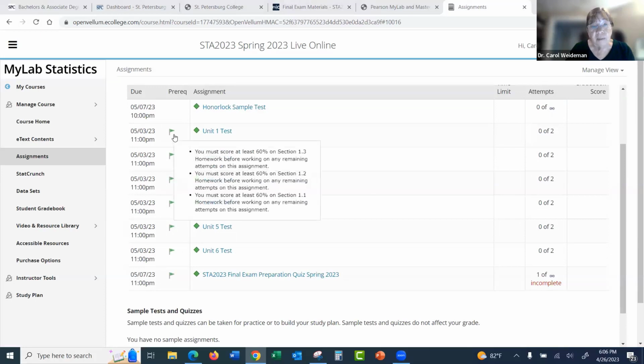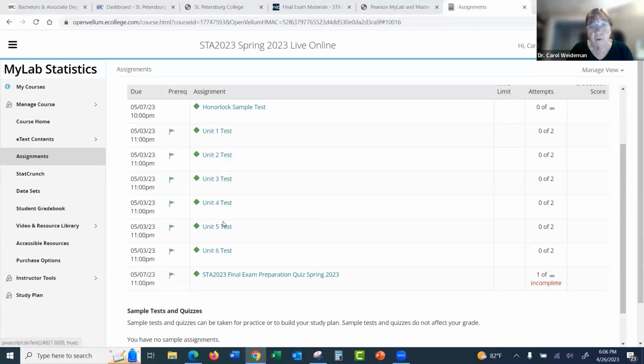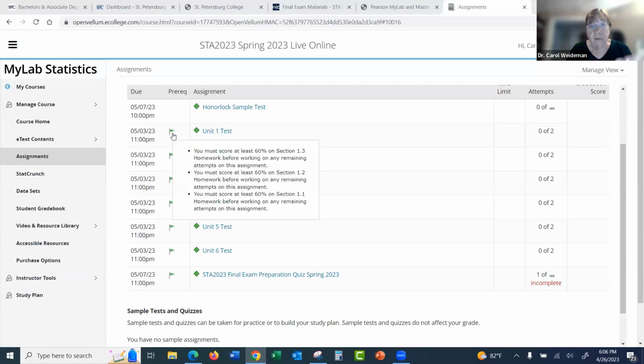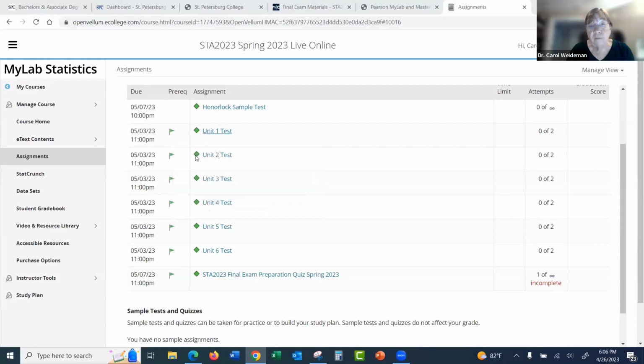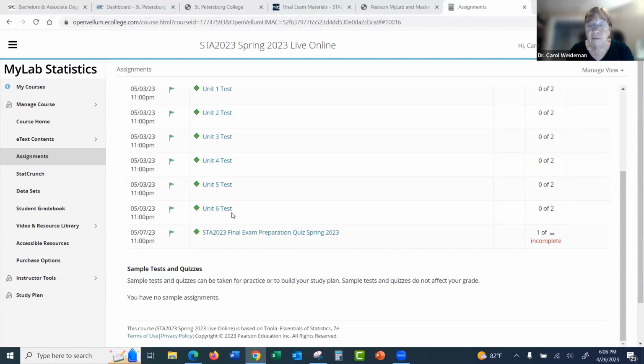So if you missed any of taking tests, unit tests 1, 2, 3, 4, or 5, these are now available to you. But you notice again, my demonstration student hasn't done her homework. You still have to get the 60% on each of the homeworks. But if you missed any of the unit tests previously, this is your opportunity to make those up. And then you have one more unit test, unit 6, that'll be due next week.